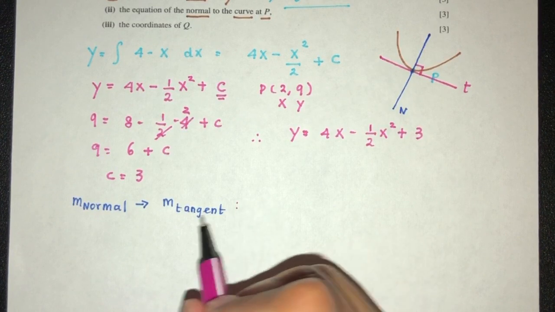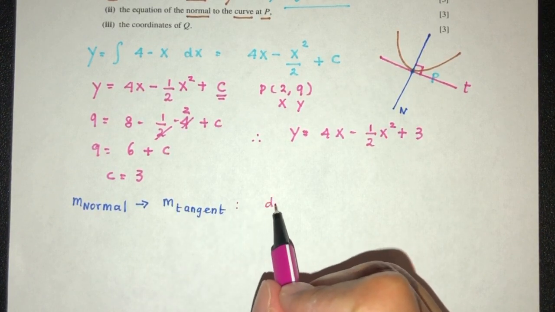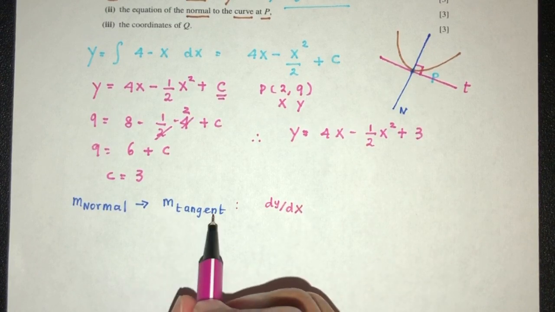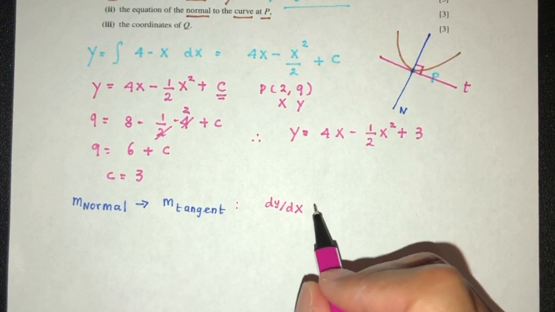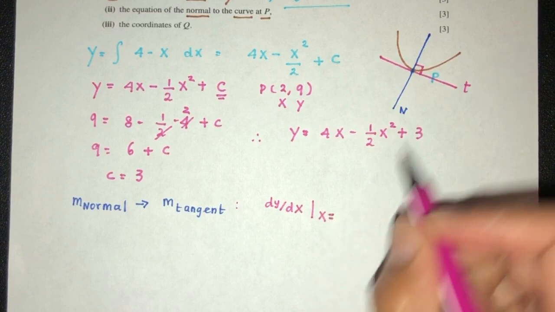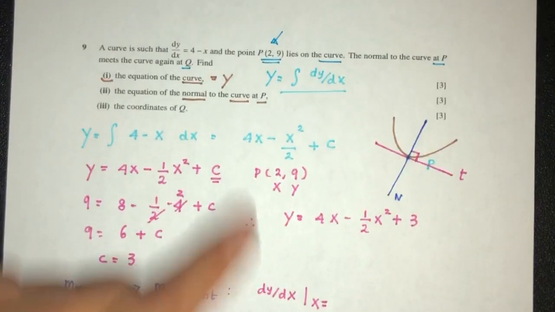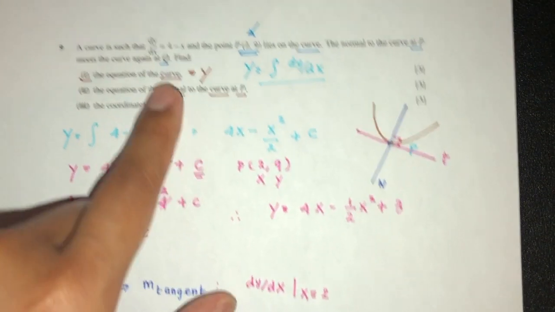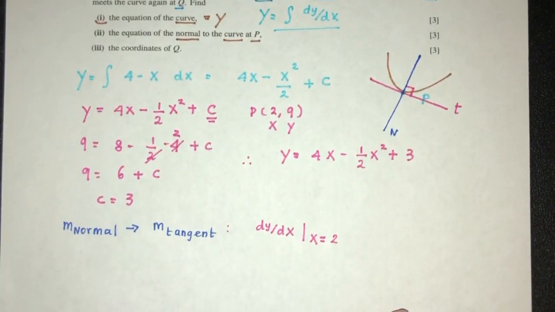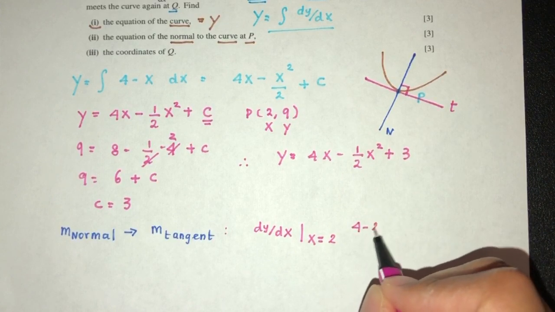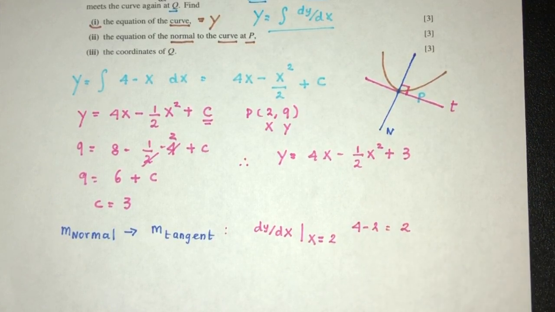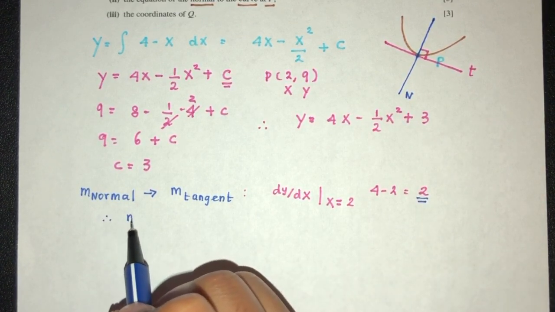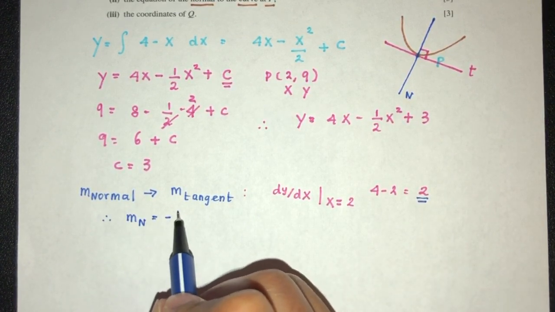Now we understand that the gradient of the tangent is simply dy by dx. So always remember this. Now it is at the point where? At the point P, when the value of x is equal to 2. We know dy by dx already, given to you: 4 minus x, that'd be 4 minus 2, which is 2. Now if the gradient of the tangent is 2, we conclude the gradient of the normal has to be minus half.